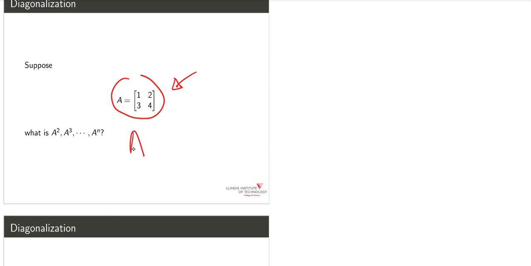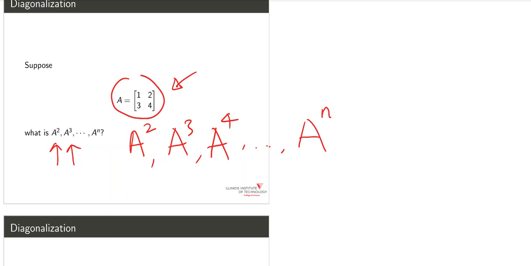And I'm asking you to compute A squared, then A cubed, and then A to the power of 4, and so on and so forth. Maybe I can ask you, in general, to give me a formula for A to the power of n. This is possible. You can actually compute them, but it's going to be tedious, especially when the matrix size is big.